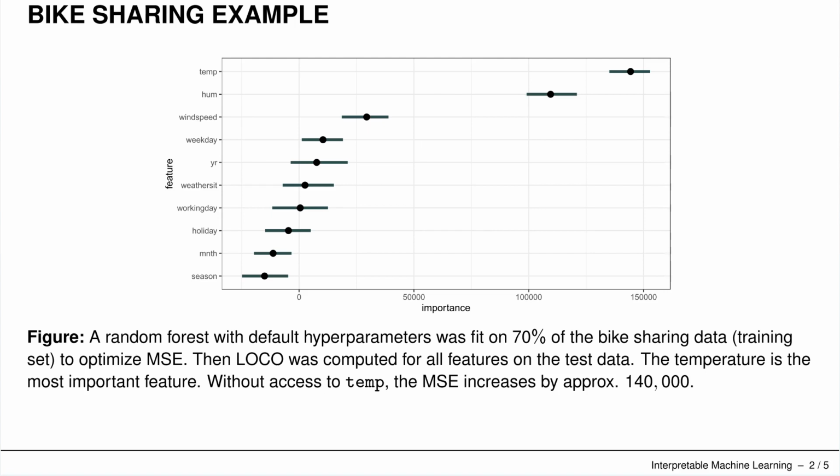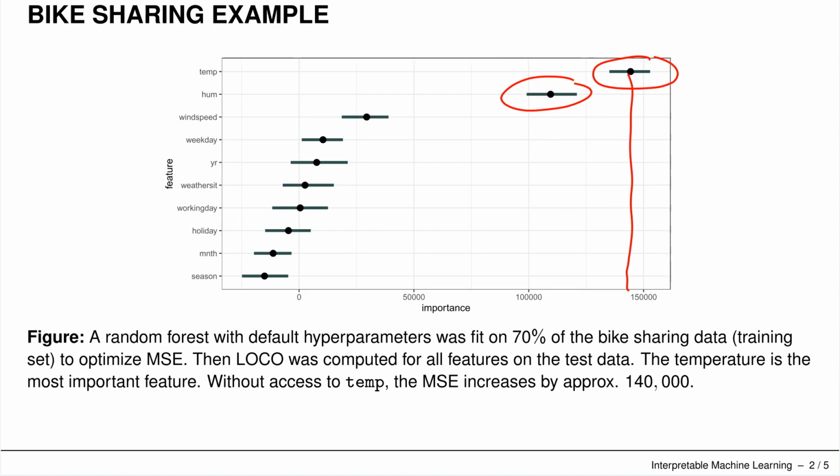So if we look at a bike sharing example, we see that we get a high value for the temperature and for humidity. And the interpretation is that if we leave the temperature feature out, then the MSE loss increases by approximately 140,000.